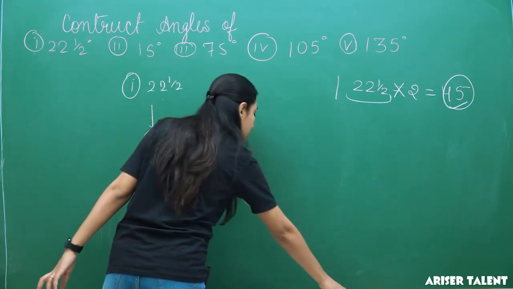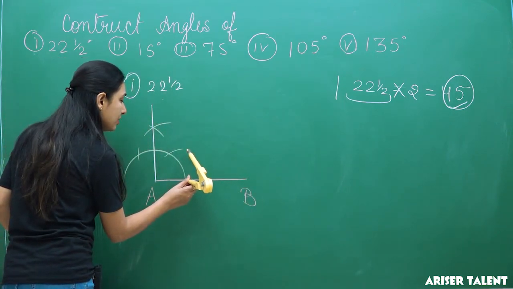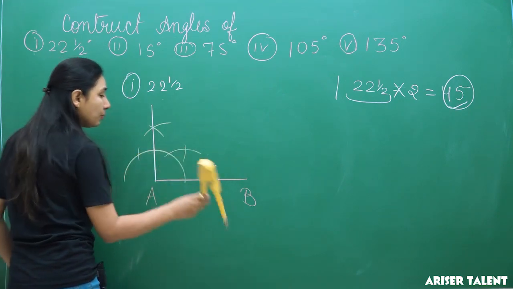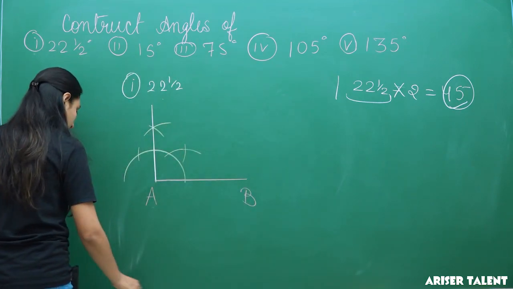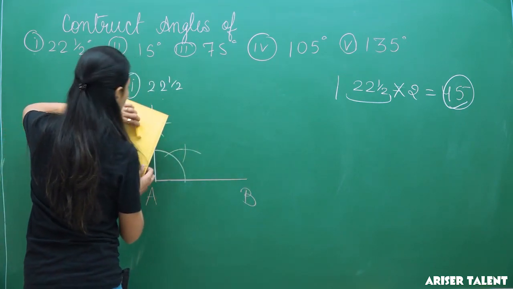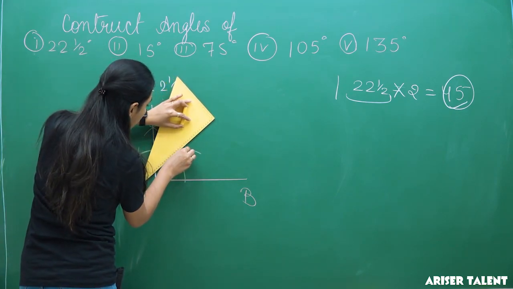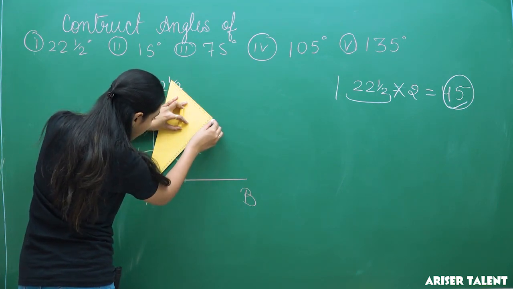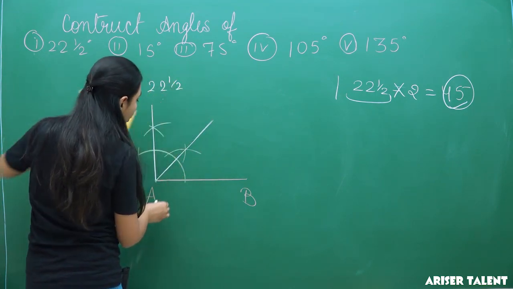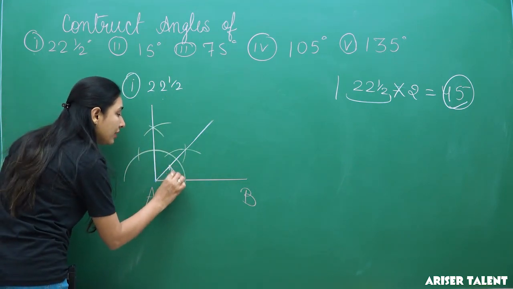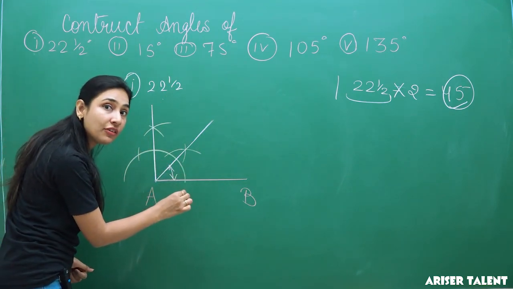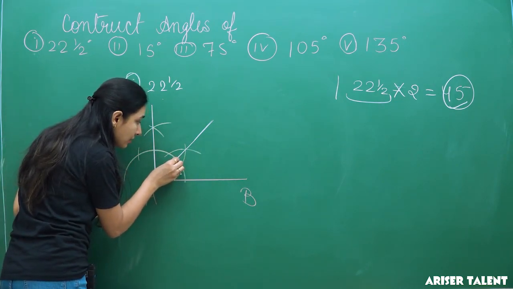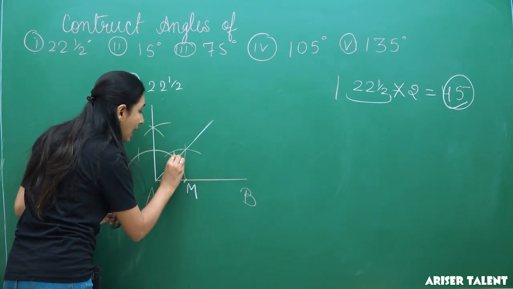Then the second step is you have to bisect it with the same radius. Just cut some arc here, and the intersection point of these 2 arcs will be equal to 45 degree. Now be very specific about what you are doing. You are making an angle of 22.5 degree, which is half of 45 degree. Now what is your 45 degree angle? Your 45 degree angle is this angle. So you are getting these 2 points, this and this. Let's suppose this is M and this is N.